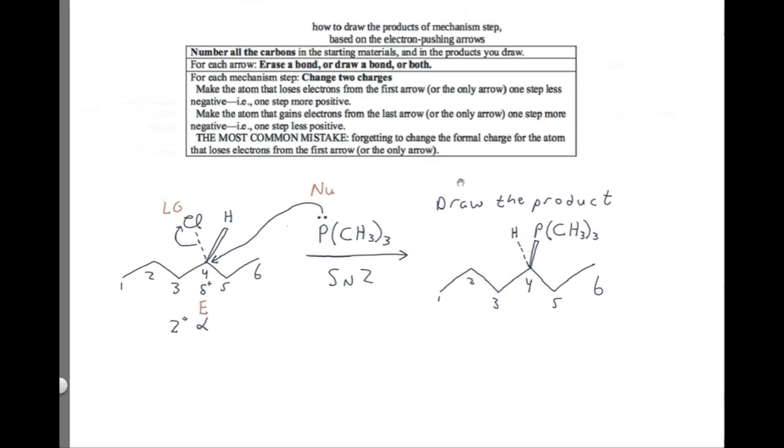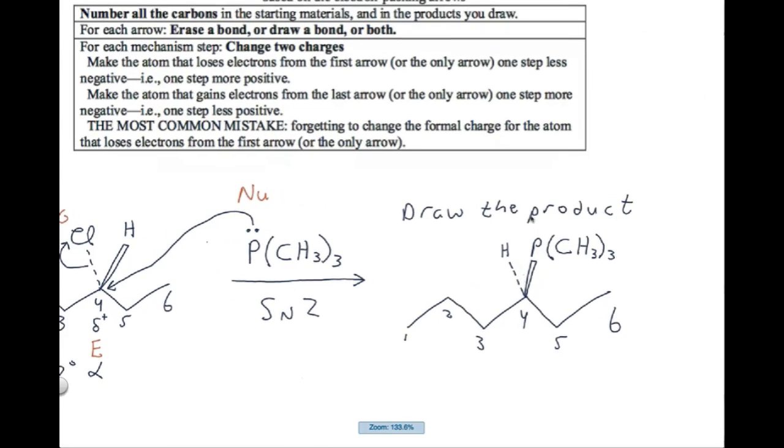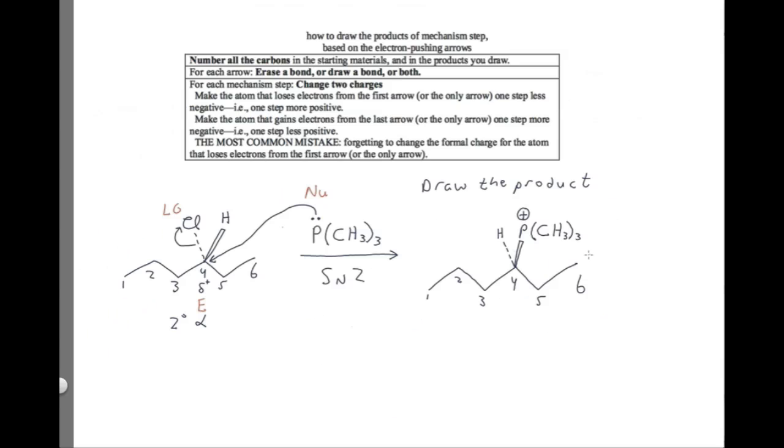Now, most important, because this is the first arrow, we need to change a charge. We need to make the atom that loses electrons from this arrow one step less negative. So the phosphorus started neutral, it's losing electrons, so it becomes one step less negative, or one step more positive, which means the phosphorus ends up with a positive formal charge.